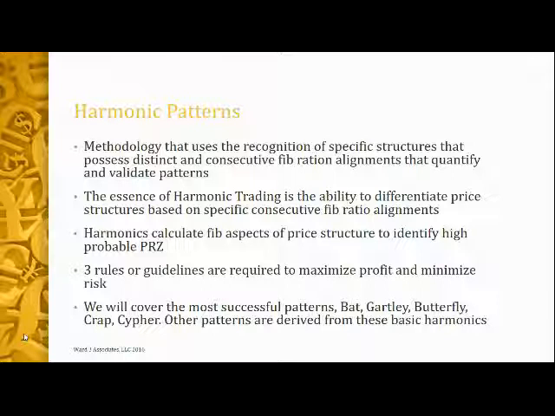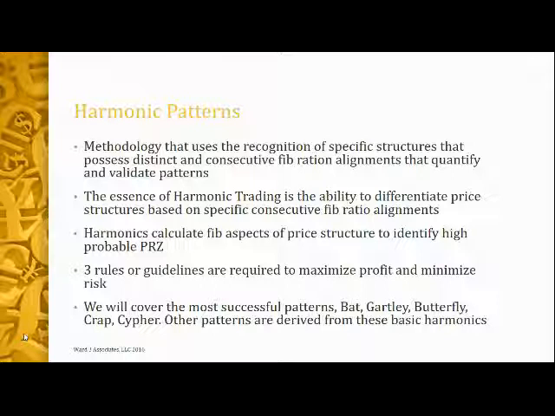The essence of harmonic trading is the ability to differentiate price structures based on specific consecutive fib ratio alignments. Harmonics calculate fib aspects of price structure to identify high probable price return zones or price rejection zones. Okay, so this is why I had to give you the fib lesson earlier, so that you understood what exactly fib means to the Forex market. Fibonacci retracements are kind of key when you know how to use them. All right, and harmonics go hand in hand almost with Fibonacci.